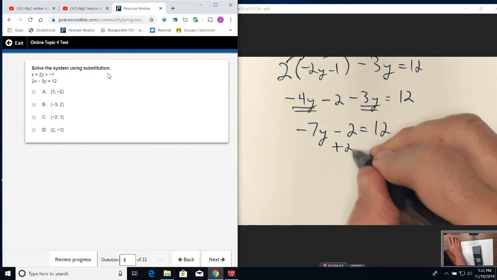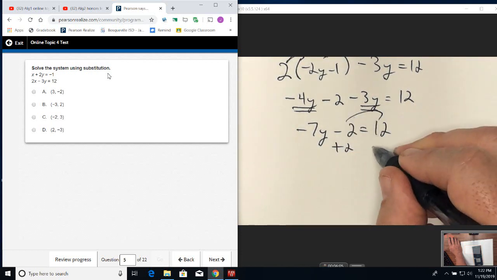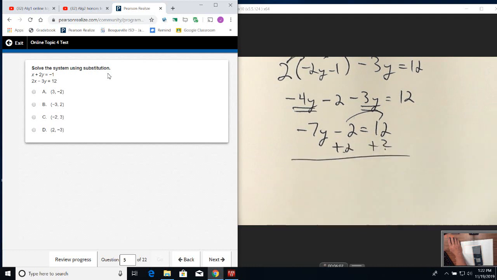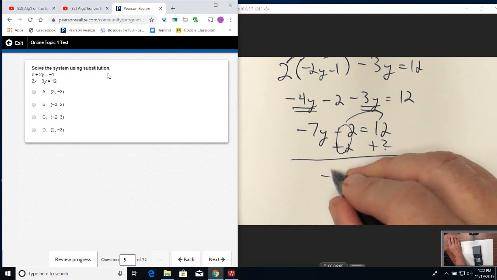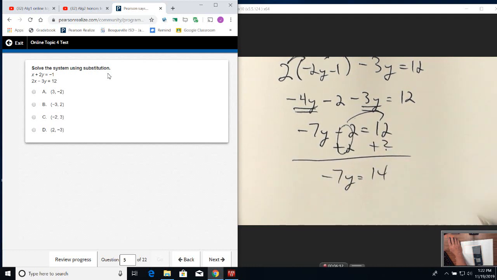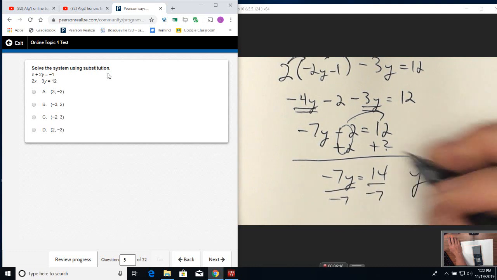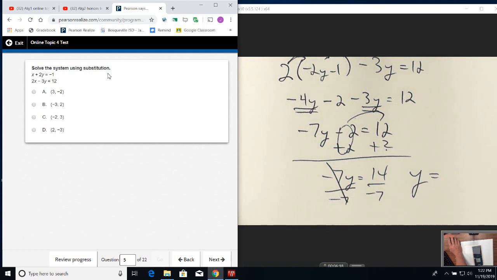Variables on one side, constants on the other. So I move that 2 across, which makes it a positive 2, or just add 2 to each side. That's 0, so I'm left with negative 7y is equal to 14. Then divide by negative 7 to get the y by itself. So what's 14 divided by negative 7? Negative 2. So I know y is negative 2.